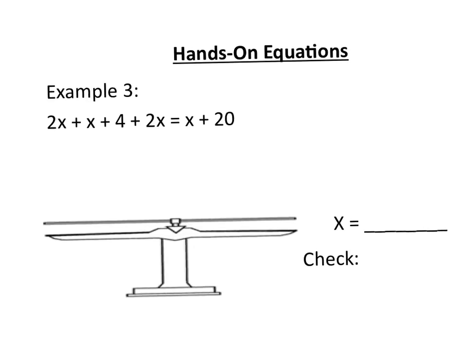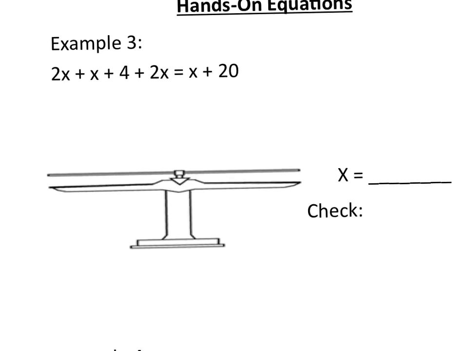We have 2x plus 4 plus 2x equals x plus 20. All right, so we know how we're going to start. And I like how I drew those last triangles, so I'm going to do that again. So we have 2x plus x plus 4 plus 2x equals x plus 20. And we know we're going to make up 20 by using 4 and 16 because 4 plus 16 is 20. We can take away a 4 from each side.